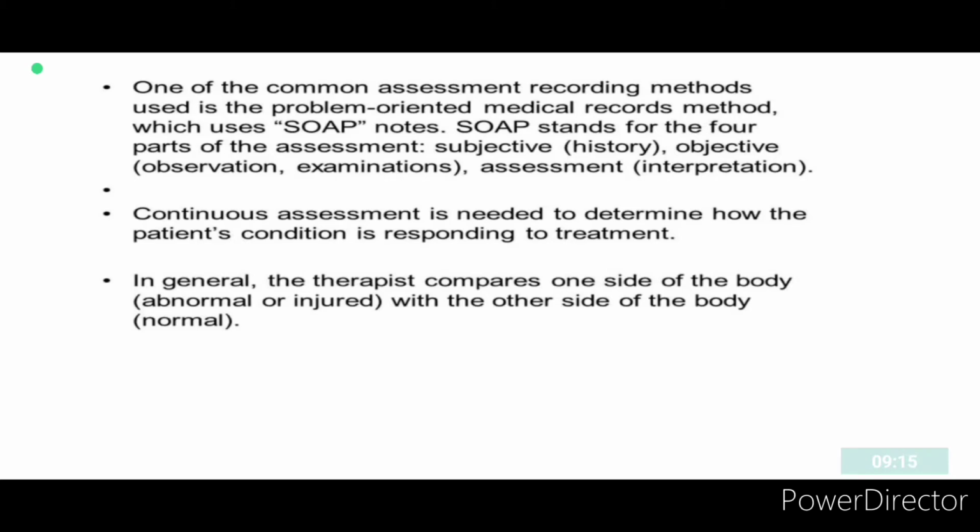Continuous assessment is needed to determine how the patient's condition is responding to the treatment. In general, the therapist compares one side of the body, abnormal or injured, with the other side of the body, which is in good condition or which is normal.